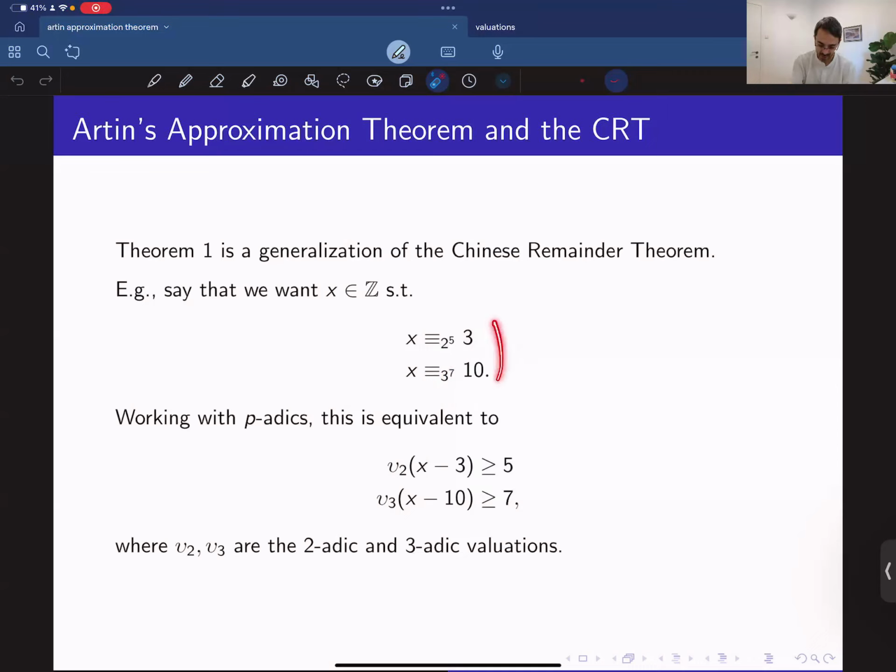So you can write this like that. You can say that we want v_2, this is the 2-adic valuation, of x minus 3 to be at least 5, and v_3 of x minus 10 to be at least 7, right? You want to find an element x for which this holds. So that's the way Artin's approximation theorem is related to the Chinese remainder theorem.